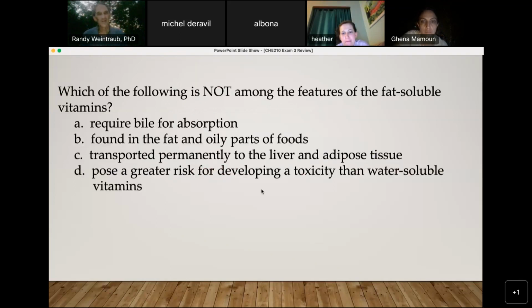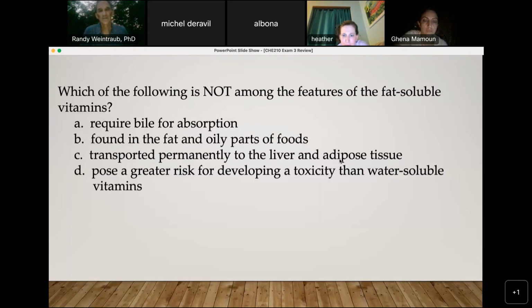Which of the following is not among the features of the fat-soluble vitamins? So let's see. Fat-soluble vitamins are like fat, so they're absorbed sort of like fat, so fat needs bile. They are found in fatty parts of food. So if we don't eat any fat-containing food, we could have a chance of not getting enough of the fat-soluble vitamins.